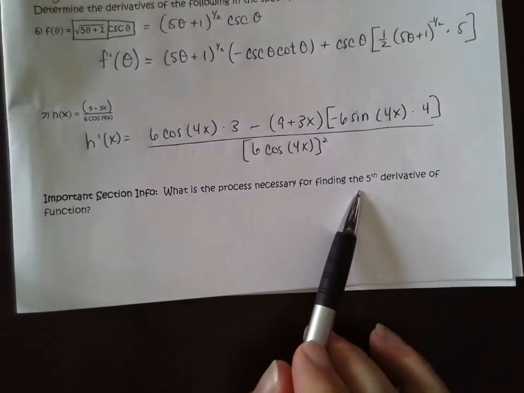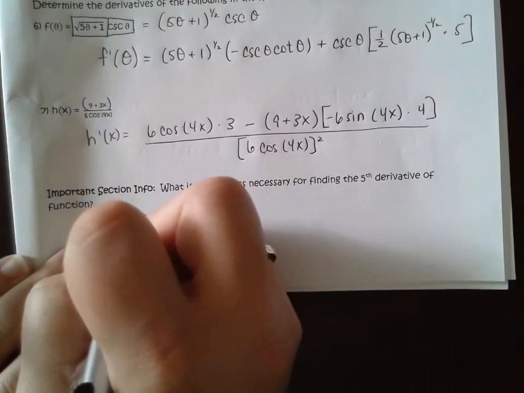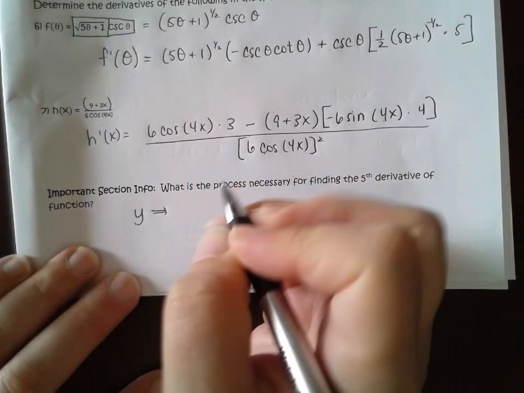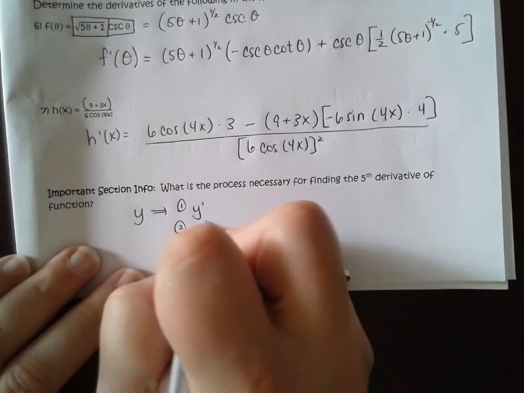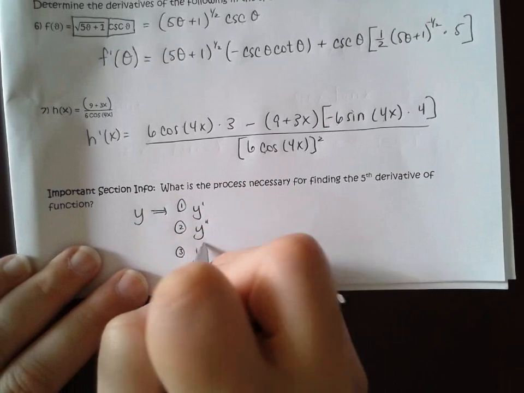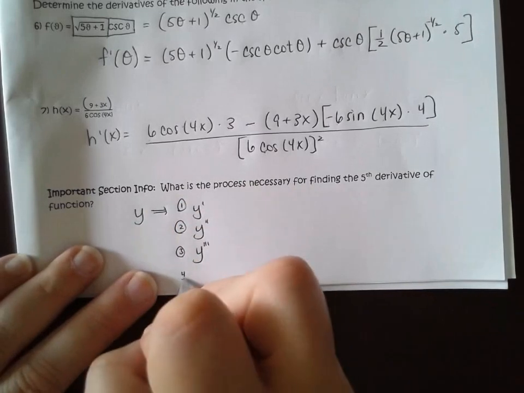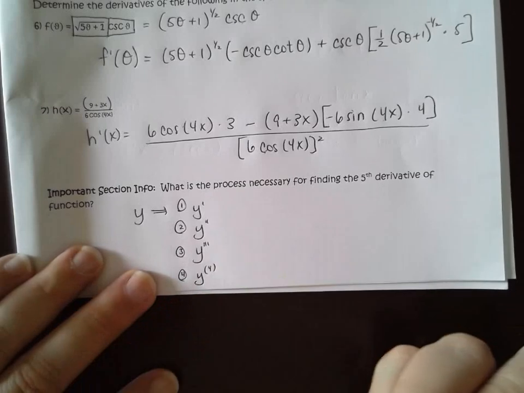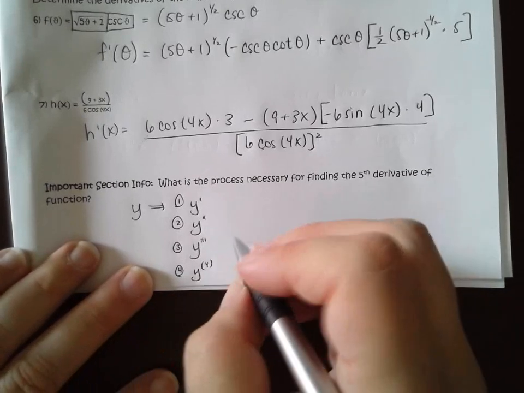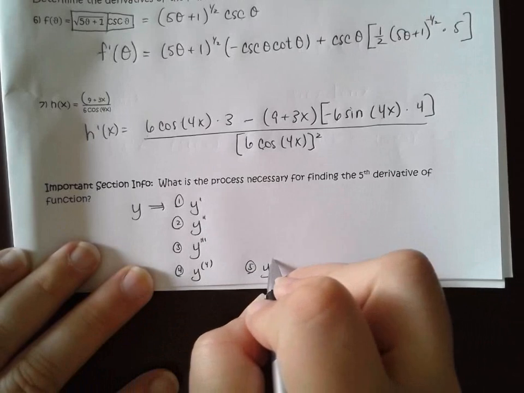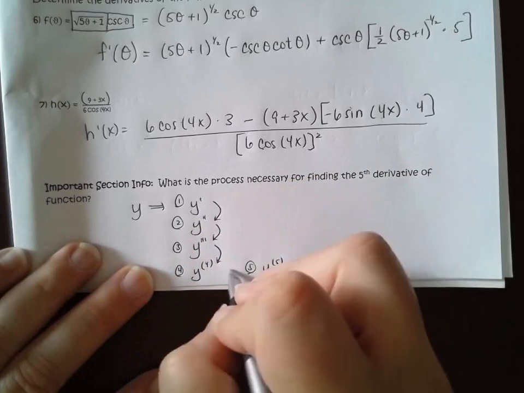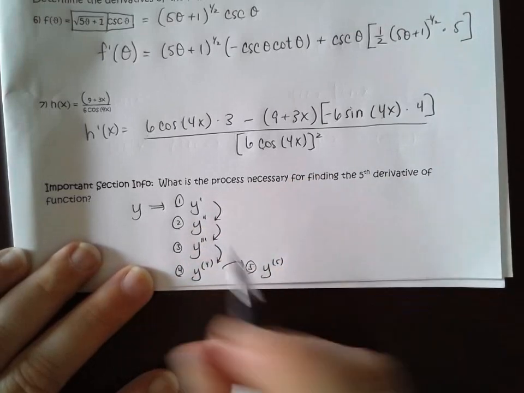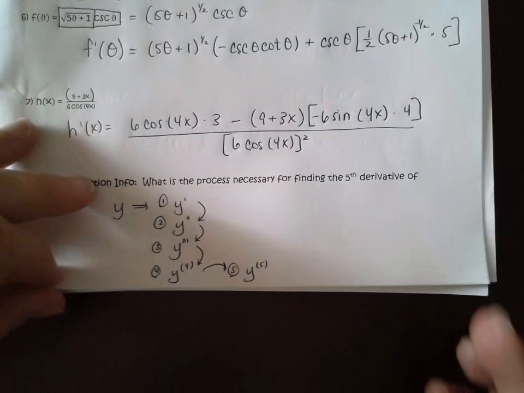What's the process necessary for finding the fifth derivative? Simple. If you have a function, to find the fifth derivative, you have to first find y1. Then you have to find the second derivative. Then you have to find the third derivative. Then you have to find the fourth derivative. It's not until then that you can find the fifth derivative. Each of these is required to do the next. You can't jump from one to the other without going through every successive number in the meantime.